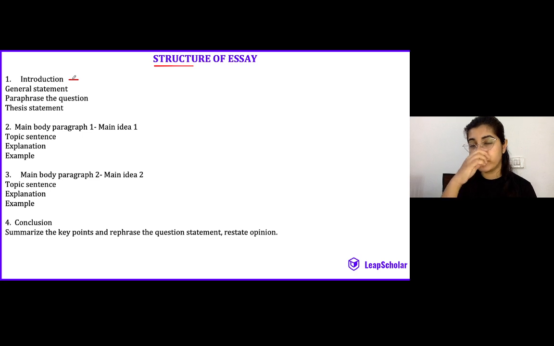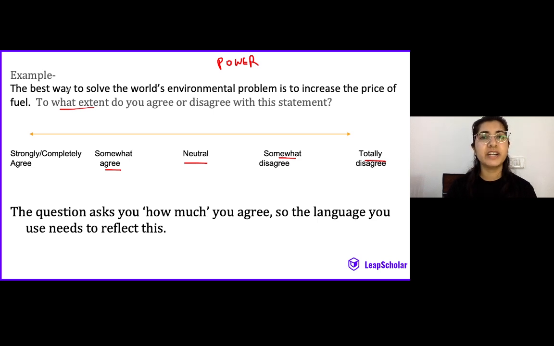So in your introduction, what you simply need to do, how do you write your introduction? You write a general statement. What is a general statement? Let me explain in very simple terms. Let's go back to the question once. If in one word I asked you, what is the theme of this essay? Or what is the topic of this essay? In one word, what would you say?